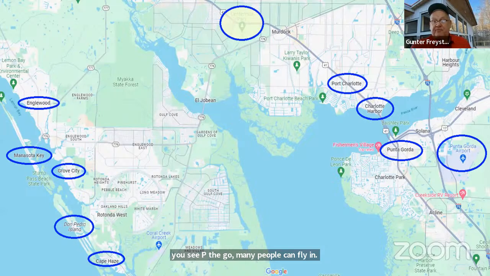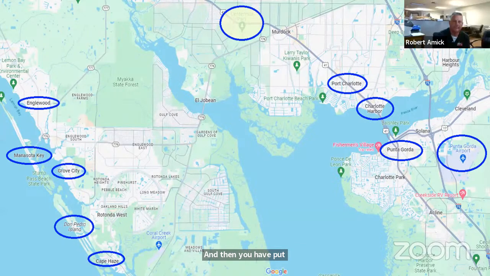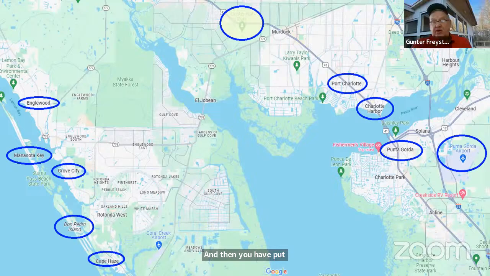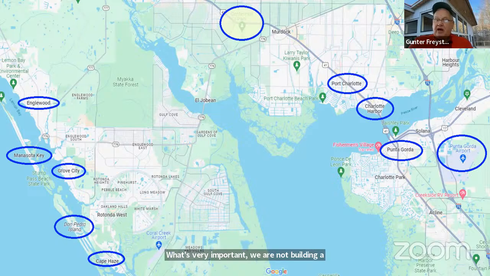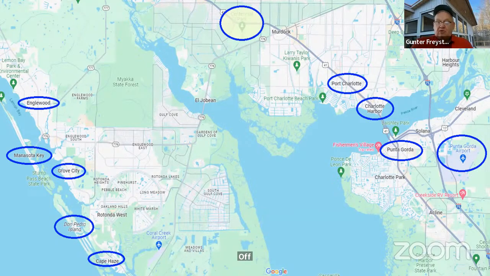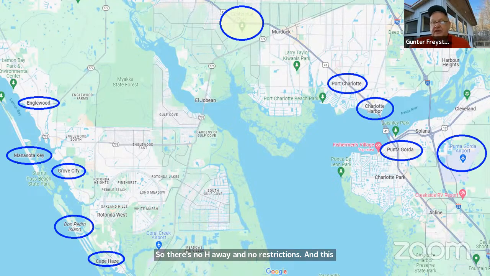On the very top of the page, you see a round big circle. That's where we build our homes, which is very close to downtown Port Charlotte. What's very important, we are not building a community per se. We are building on scattered lots, so there's no HOA and no restrictions. And these are all 11, 12,000 square feet lots, like quarter-acre lots.